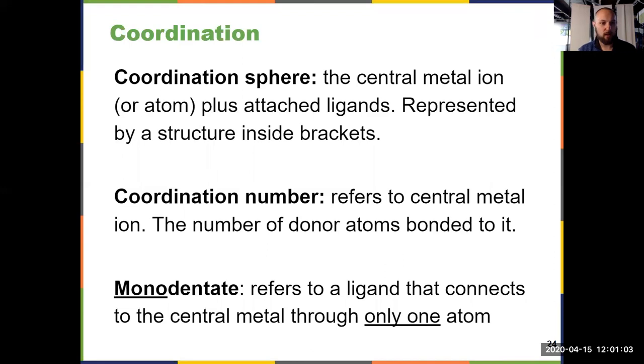We can also talk about a coordination number. A coordination number refers to the transition metal in the middle, and it's how many donor atoms are bonded directly to it, which is, well, not always, but can be different from the number of ligands, okay? Because we have ligands that can have multiple donor atoms. We'll see that in just a couple slides, which is what the last definition refers to. A monodentate ligand is a ligand that connects to the metal in the middle just through one atom. So what does that look like?